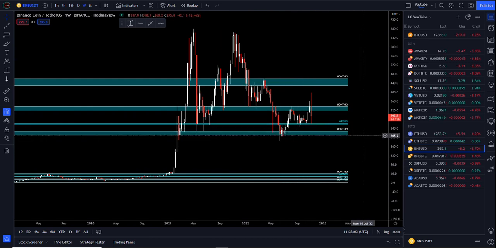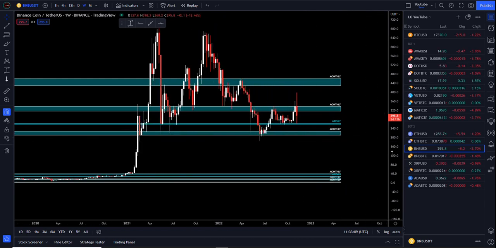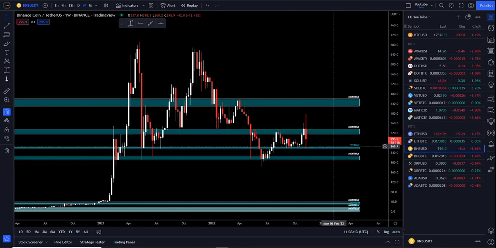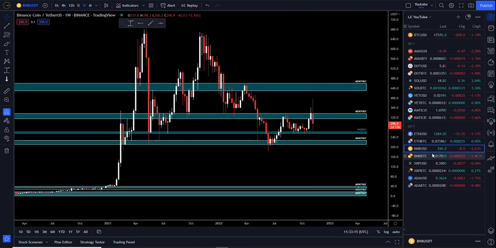The real important test will be when it comes down to this $200 level. That will be very interesting. If it does come back down there, of course, you never know. Maybe it'll stay up, but I strongly suspect it's going to come back down and retest that.